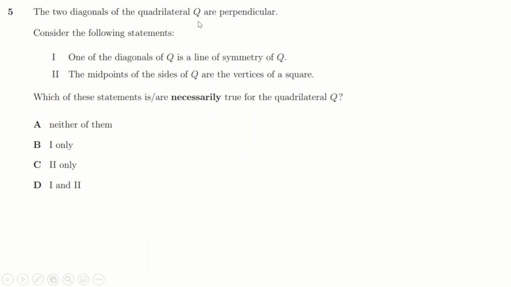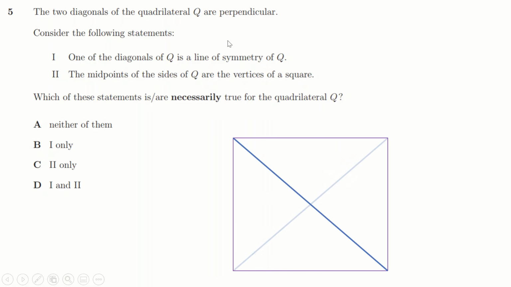The two diagonals of quadrilateral Q are perpendicular. So if I just draw this square, the diagonals are perpendicular, I think. So that's kind of interesting. I mean, it's not. But anyway, consider the following statements. One: one of the diagonals of Q is a line of symmetry. Now, we do have lines of symmetry in my square. Two: the midpoints of the sides of Q make a square. Well, they actually do in my square example. So both of these happen to be true in this simple square example.